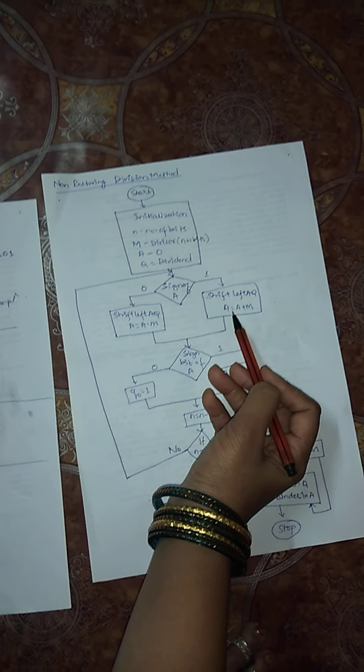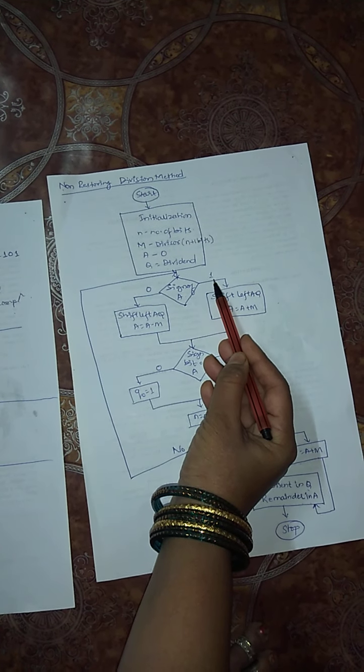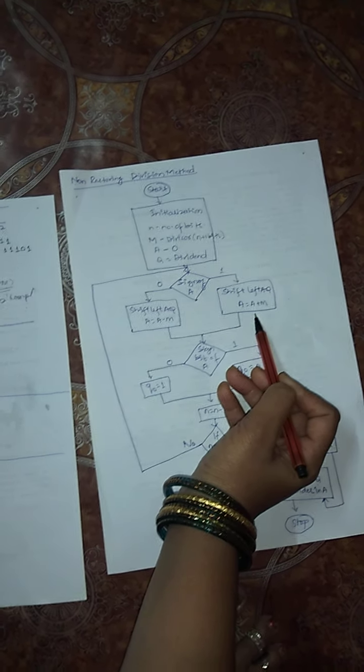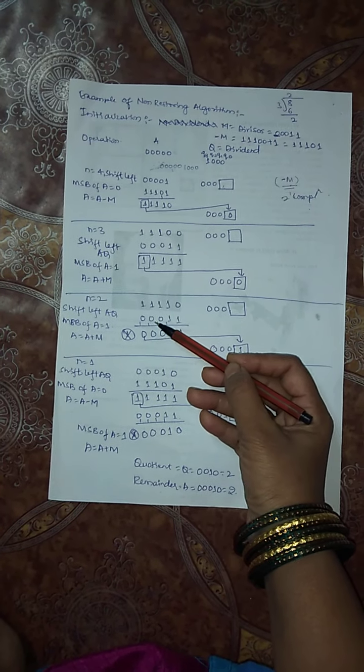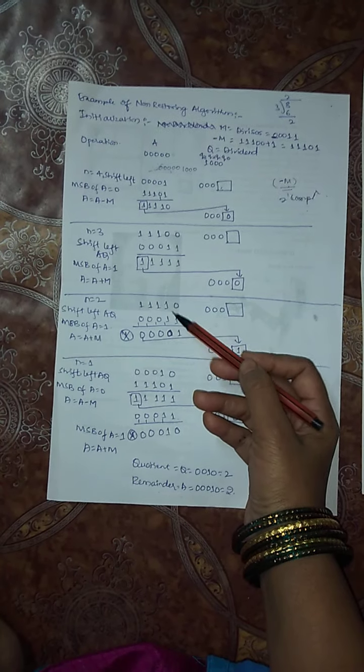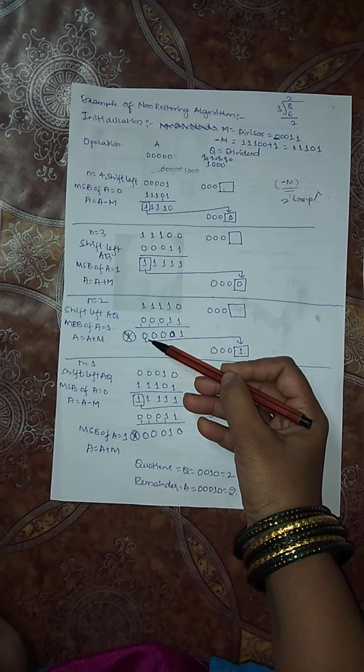A is equal to A plus M. When the MSB of A is equal to 1, A is equal to A plus M. So we are doing A is equal to A plus M. M value is this one. So after doing the addition, I am going to get this value.